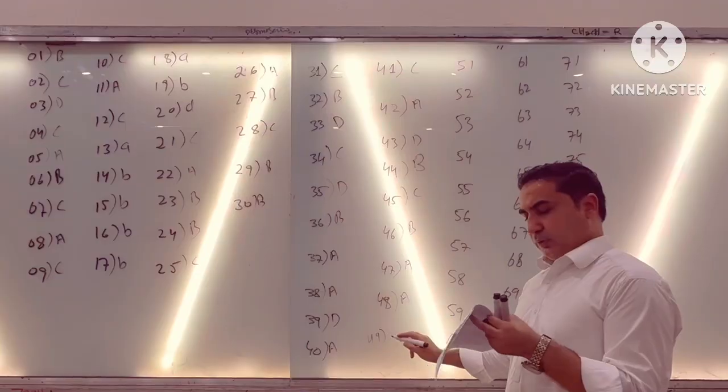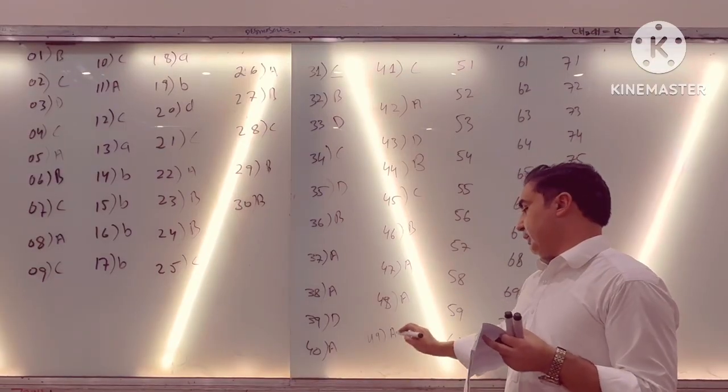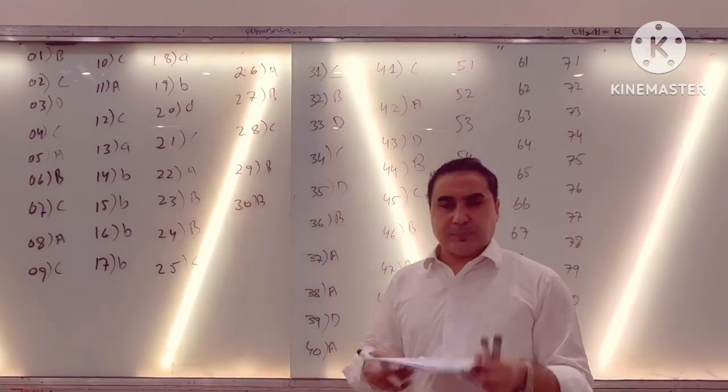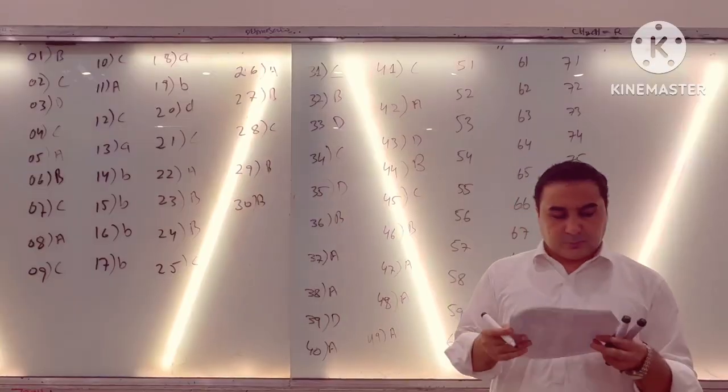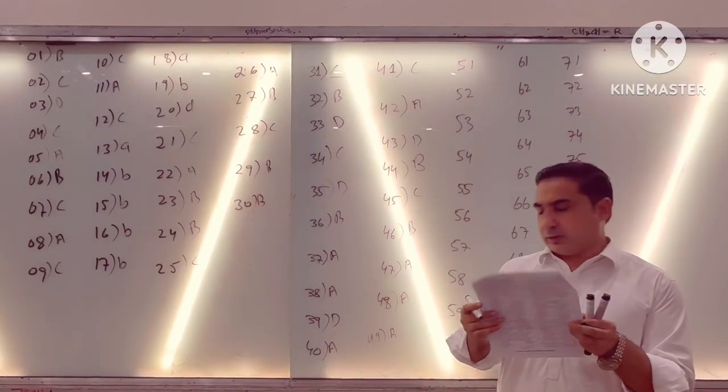MCQ number 49. Option A, tendons. Tendons attach muscle to bone, and ligaments attach bone to bone. The correct option is tendon.